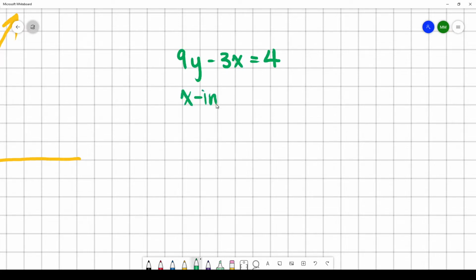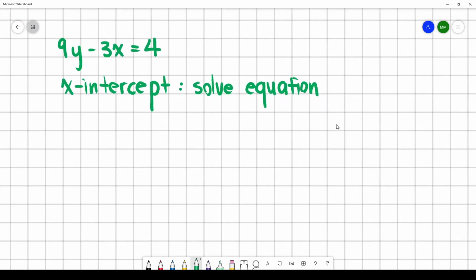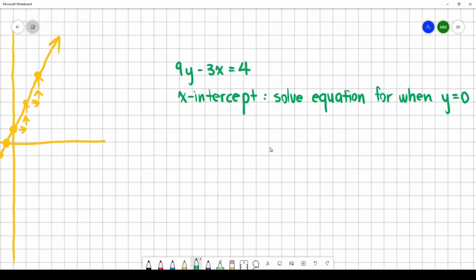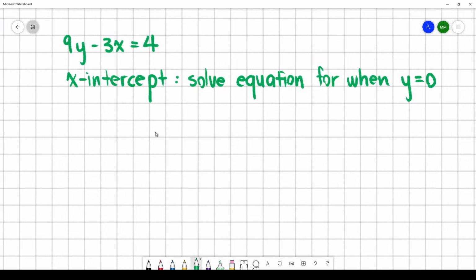So the x-intercept is when the y value is 0. So we solve the equation, same as last time, for when y is equal to 0. It always comes down to this. On the horizontal line, there's no y value, or the y value is 0. So what do we have?